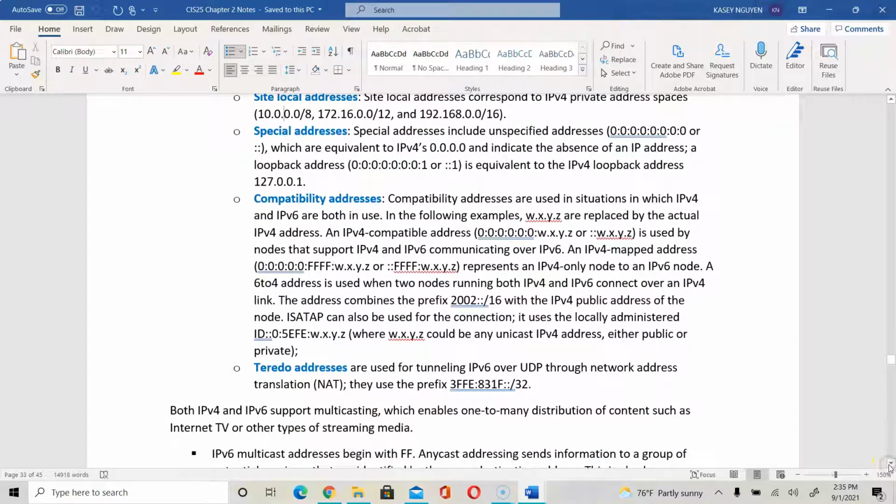The compatibility addresses are used when we use version 4 and version 6 together. So it wants to be able to correlate both versions, and it would use the prefixes that are combined.